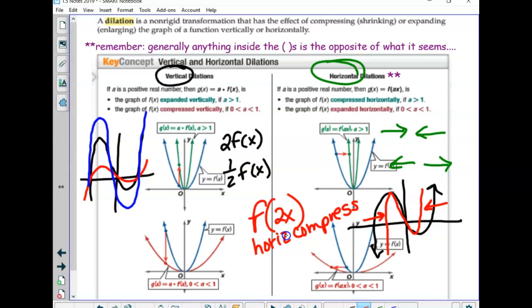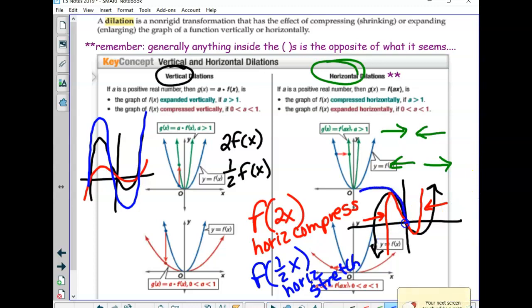It's compressed, not stretched. If it was f of 1/2 x, that's a horizontal stretch by a factor of the reciprocal, which this was half as much as well. This is 2 times as much. So that one, let me find my cursor again, would start here and it wouldn't cross until here, but it would have the same y values. Mine doesn't look very accurate. Okay? It's horizontally stretching when it has a factor of 1/2.